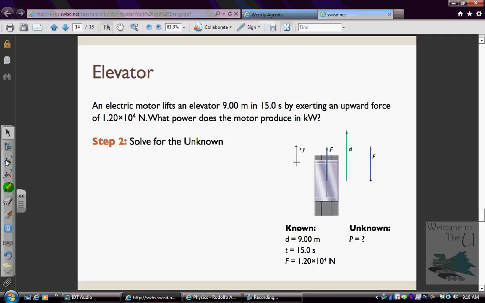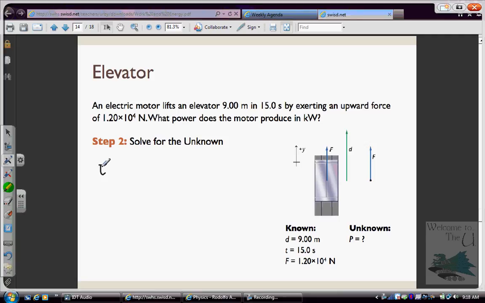Let's go ahead and do the equation here. The equation is going to be that power equation, so it's going to be power is equal to work over time. We already discussed the work equation. It's just work equals force times distance. So we'll go ahead and fill in these two equations with the numbers we have. We'll substitute in our values.